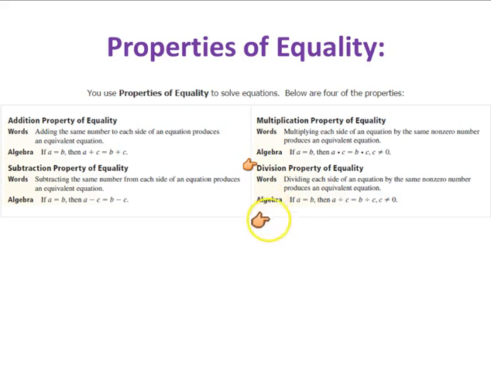And last, we've got the division property of equality. When we're trying to solve an equation and we need to divide a number on both sides of the equation to get that variable all alone, we're using the division property of equality. So we're going to use these 4 properties to justify each step when we're solving for variables this week. And we're going to see some examples. So I'm going to go on right now and we're going to try some examples.